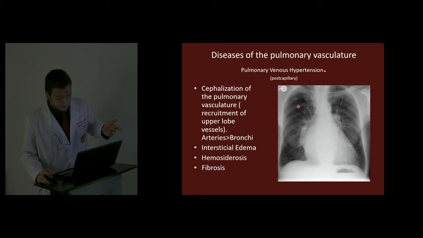cephalization of the pulmonary vasculature will convert this pattern to the opposite, and this pattern is best evaluated in upright radiographs. You have to remember that in this type of pattern, we're always going to have arteries larger than bronchi in the distal parts. We can understand interstitial edema, hemosiderosis and fibrosis.